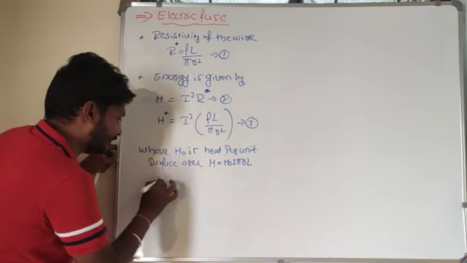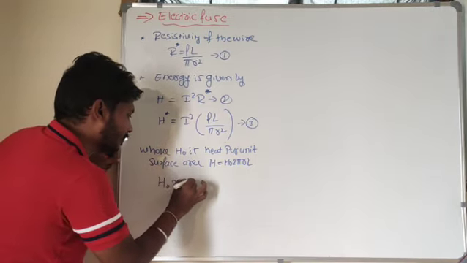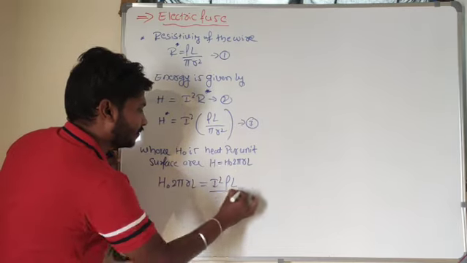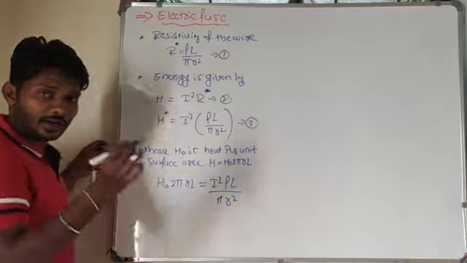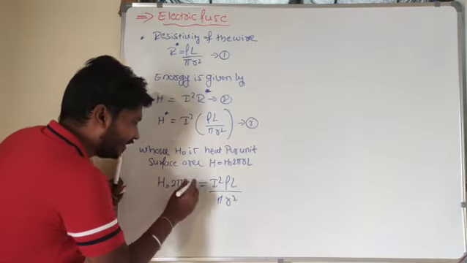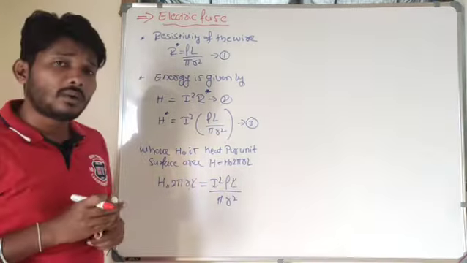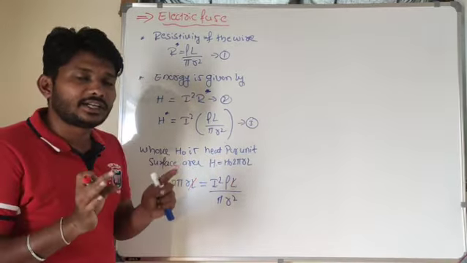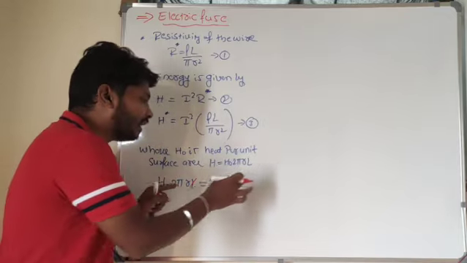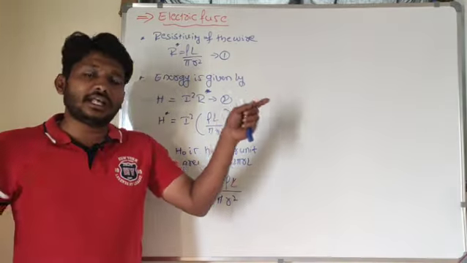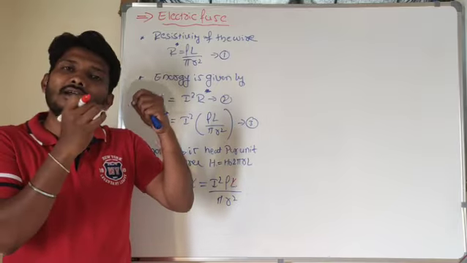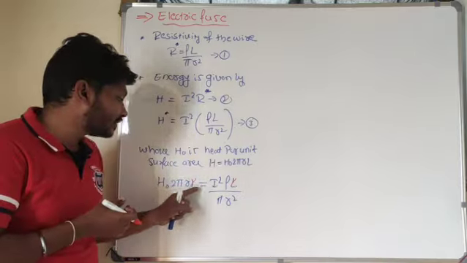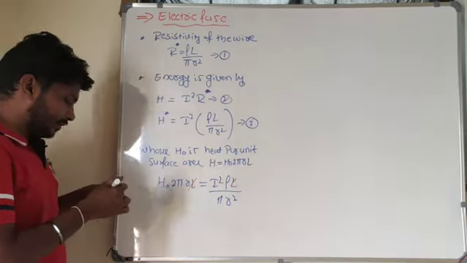So then equation 3 becomes H naught 2 pi R into L, where on the right side I square rho L divided by pi into R square. So look here, the length term will get cancelled out. So what's the physical meaning of this? In case of an electric fuse, it is independent of the length of the wire. Fuse wire, how much length you may take, it is independent of the length. So you may take a short wire or a longer wire, it doesn't matter. Why? Because it is independent of the length of the wire.